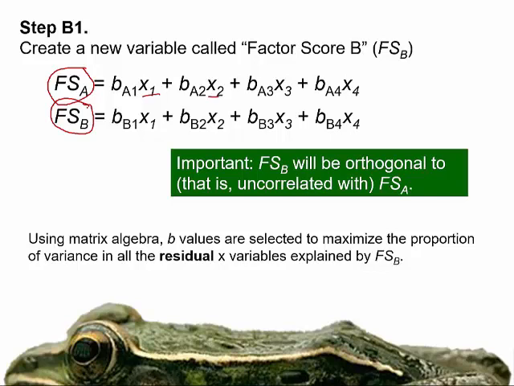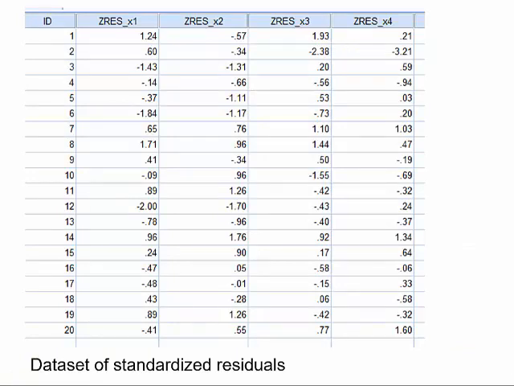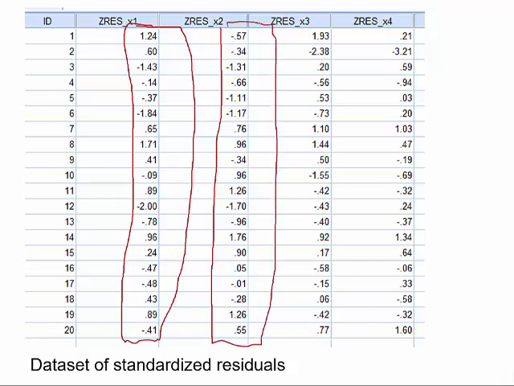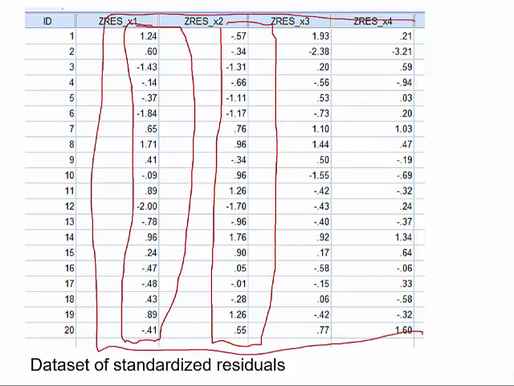Let me back up to that slide to remind us what we're talking about. So here is the slide showing the residuals. This first column is everybody's score on x1 with factor score A extracted out of it. It's all the stuff that factor score A couldn't explain. Here's everyone's score on x2 with factor score A extracted out of it. It's all the stuff on item number 2 that couldn't be explained by the factor score. So here we have a table of everyone's residuals, or standardized residuals, on the 4 items from our questionnaire.